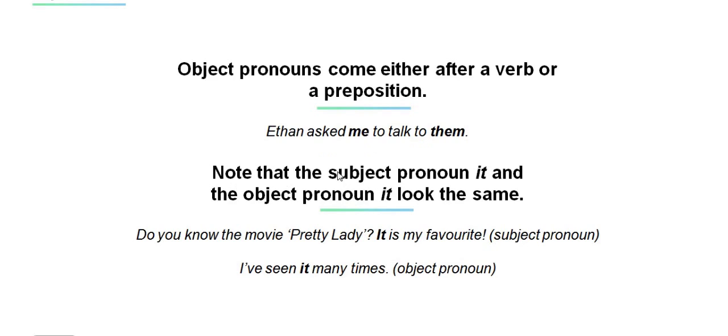Also note that the subject pronoun "it" and the object pronoun "it" look the same. For example, "Do you know the movie Pretty Lady? It is my favorite." In this sentence, the pronoun "it" is a subject pronoun because it is used as the subject of the sentence. And in this sentence, "I've seen it many times," the pronoun "it" is an object pronoun because it is used as the object of the sentence after a verb.